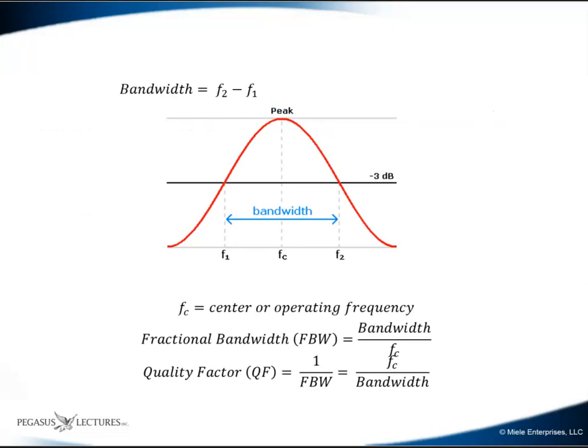So the bandwidth, just as a refresher, is simply the highest frequency we're going to use, usually at -3 decibel sensitivity, minus the lowest frequency we're going to use at the same -3 decibel sensitivity, with the center frequency again being the resonant operating frequency or the natural frequency of the transducer. So our fractional bandwidth is our bandwidth divided by the center frequency, and our quality factor is 1 over the fractional bandwidth, or the center frequency divided by the bandwidth.